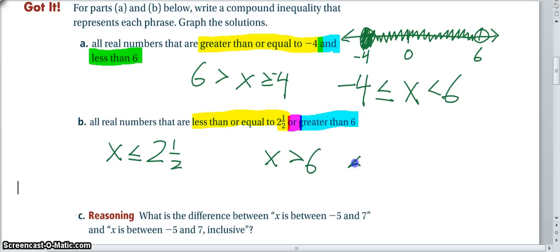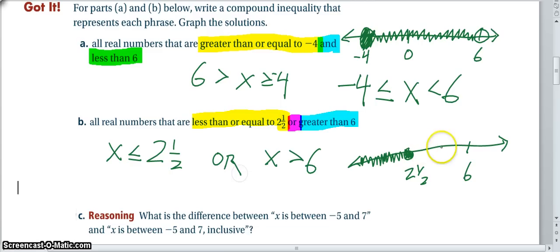Down here, this graph is going to be different because we have 2.5 and we have 6. But now x could be less than or equal, so again I'm going to put my circle and I'm going to shade it because it's less than or equal, or x might be greater than 6. So because of that or, we have a disjointed graph, and because 6 is not an included point, we do not shade that circle in.